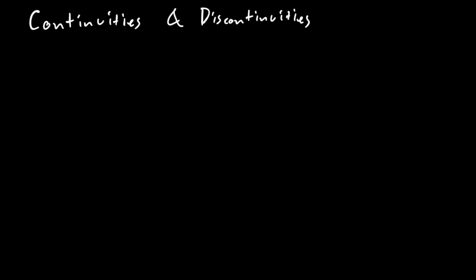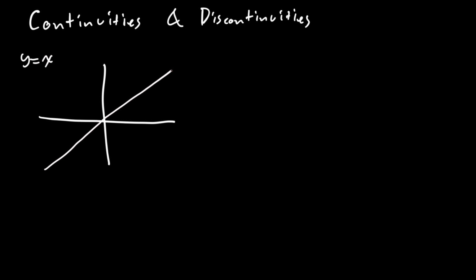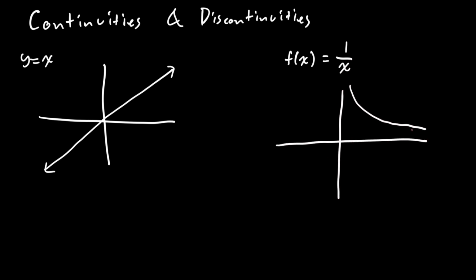Alright, let's talk about continuities and discontinuities. What these are referring to is, does the function break anywhere? For example, a continuous function would be something like the function y equals x, where the function is just a straight line that never breaks, and a discontinuous function would be a function like f of x equals 1 over x, where the function breaks in the middle.